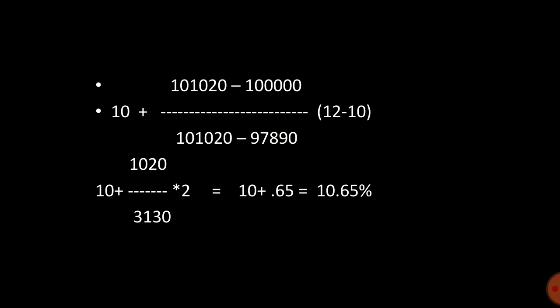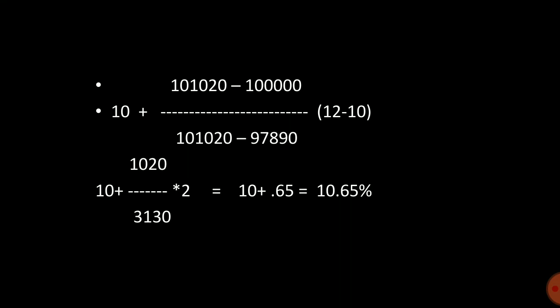So 10 plus 1,01,020 minus 1 lakh divided by 1,01,020 minus 97,890 into 12 minus 10. So 10 plus 1020 divided by 3130 into 2, and that is equal to 10 plus 0.65, and that is 10.65 percentage. So here internal rate of return is 10.65 percentage.